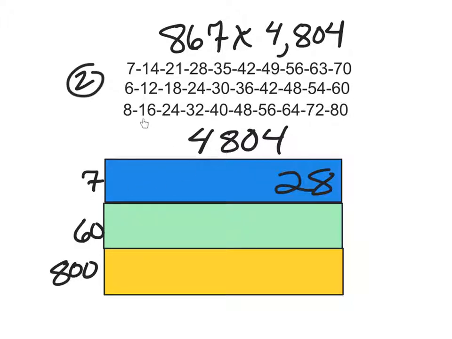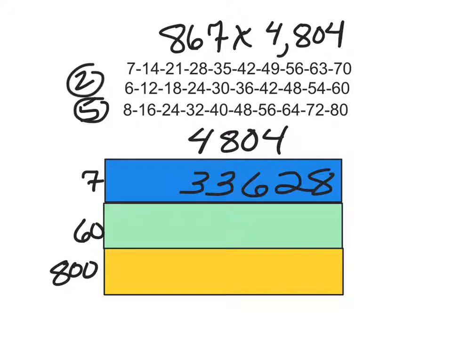7 times 8, and 1, 2, 3, 4, 5, 6, 7, and 8 is going to give you 56. Drop the 6 and carry the 5. Drop that 6, carry that 5, and move along. 7 times 4, 1, 2, 3, and 4 is going to give you 28. Plus this 5 here is going to give you 33. Drop your 3 and your other 3 because that is correct, my friends. This area box is all done.